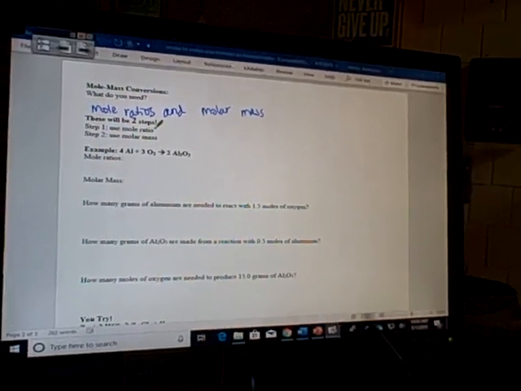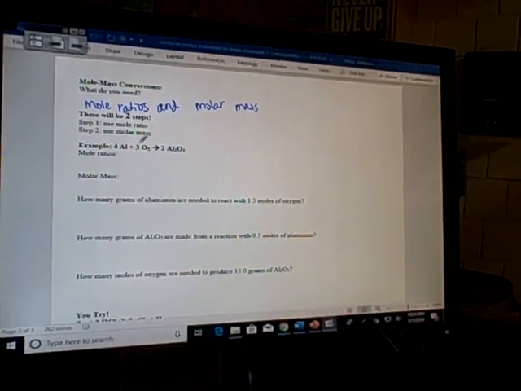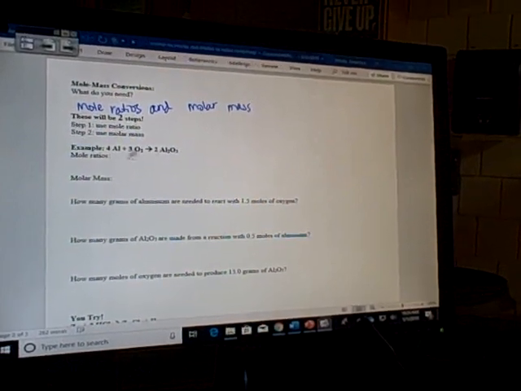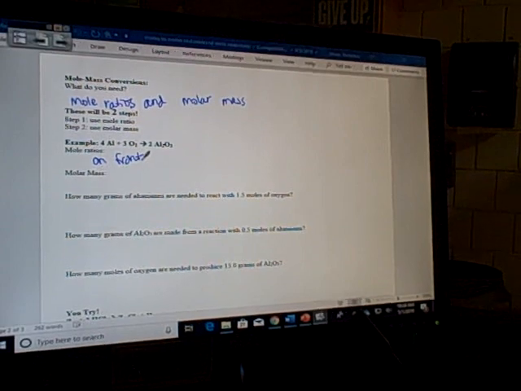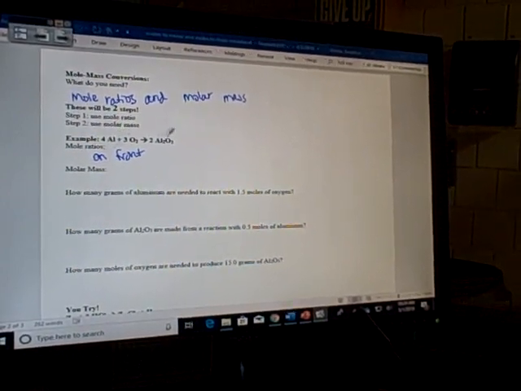So we need our mole ratios and we need our molar mass. All right, so this first example I took, this is the same reaction you did on the front. So you already have all your mole ratios written out for that, so I'm not going to rewrite those.